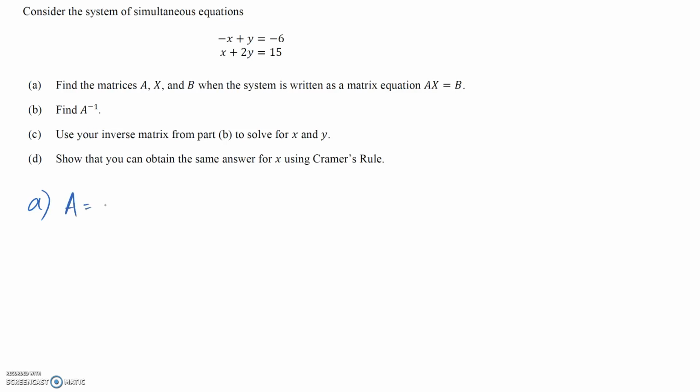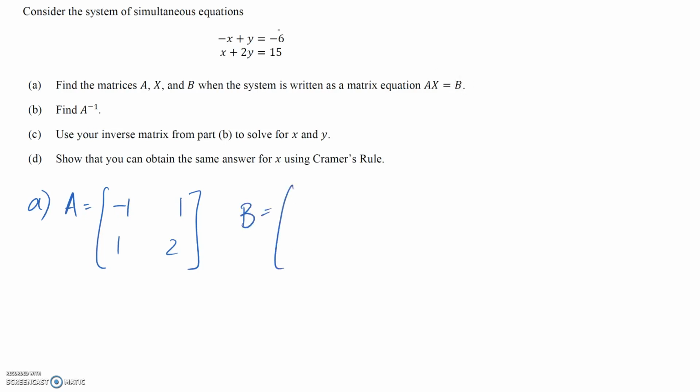So matrix A we know is the matrix of the constants in front of each of our unknowns. So we've already got this in a nice standard form, so it's really just a case of reading them off and popping them in the corresponding row and column. So the first constant here is going to be -1 in front of the x, and then we have +1 in front of y. Here we have a +1 in front of the x and a 2 in front of the y. So that's our matrix A.